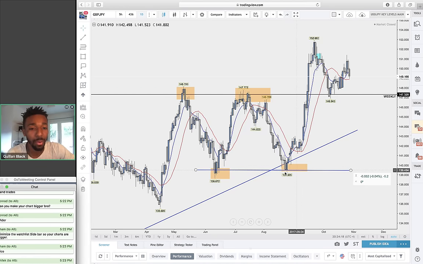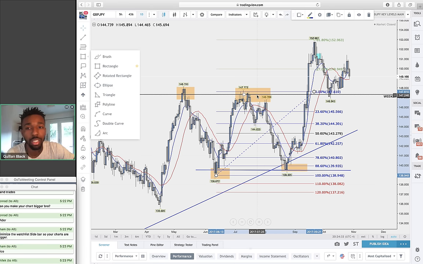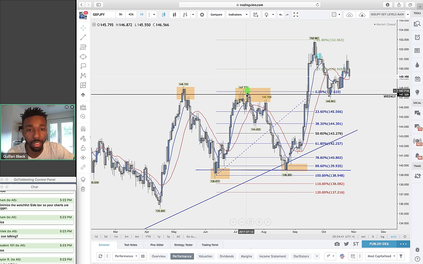So seeing how we have a level of support right here, you use your fibs just to make sure that it's a 100% retrace. Boom. All the way up here to that level of resistance, based off of this point right here. It's based off of that blue wick, right there on that level of resistance.